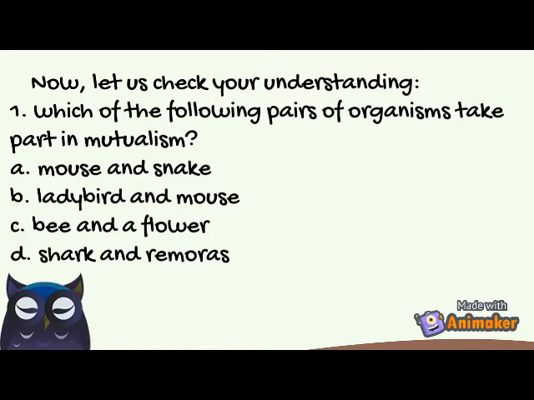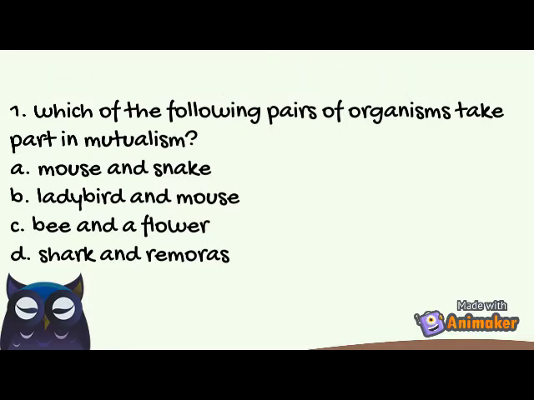1. Which of the following pairs of organisms take part in mutualism? A. Mouse and snake. B. Ladybird and mouse. C. Bee and a flower. D. Shark and remora. And the correct answer is letter C, bee and a flower.